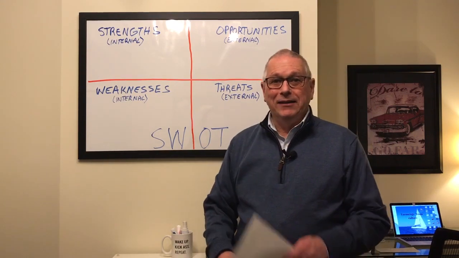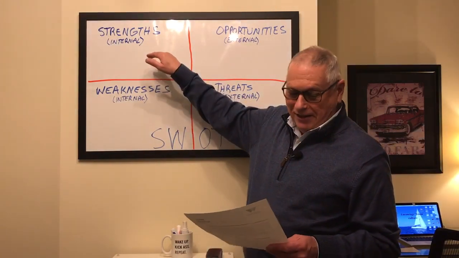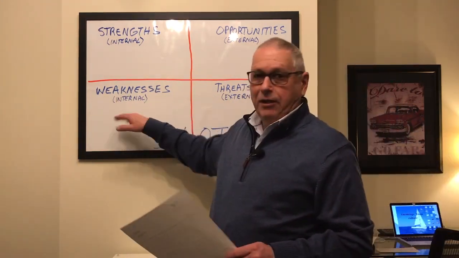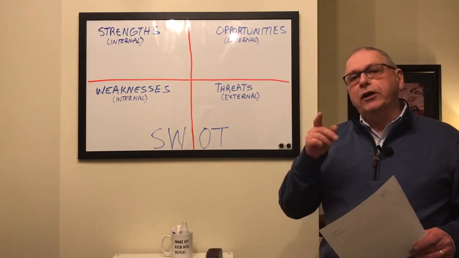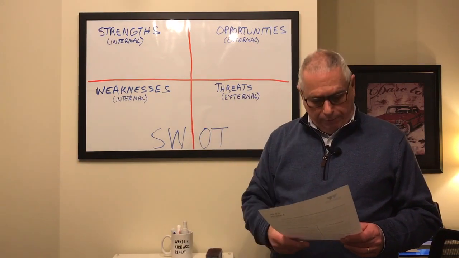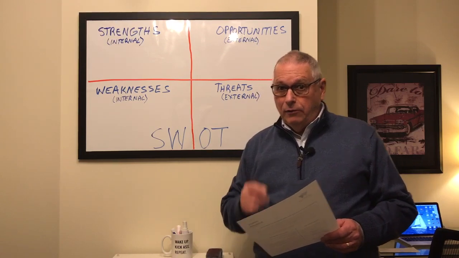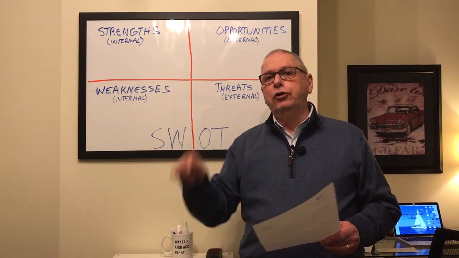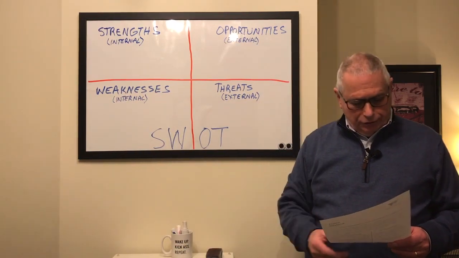Okay, welcome back. I hope that you did pause the video, and I hope you did write down some strengths. Now we're going to take a look at weaknesses. Again, we're looking internally at our business. What could you improve? What's an area that you could improve? What should you avoid? What would you like to avoid? What factors cause you to lose business?